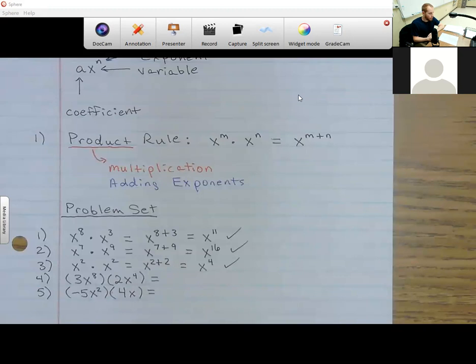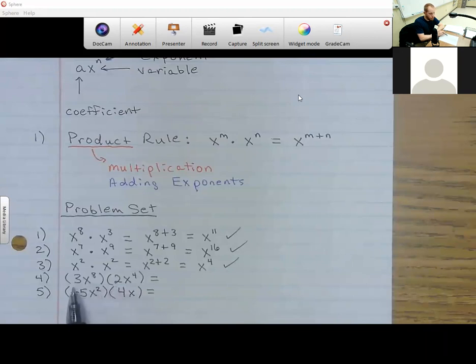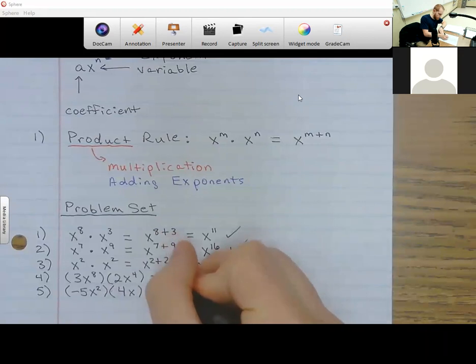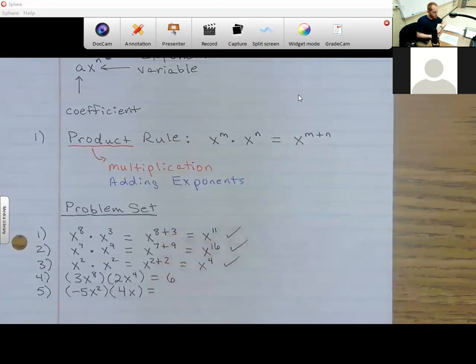Now, when we do number 4, we actually have coefficients to deal with, right? Remember those big numbers out in front that I was talking about? Those are called the coefficients. So we're going to be looking at those next. Now, looking at these, we're actually going to multiply the coefficients together. So 3 times 2 is going to give me 6. So that's what I do first. I multiply 3 and 2 together.